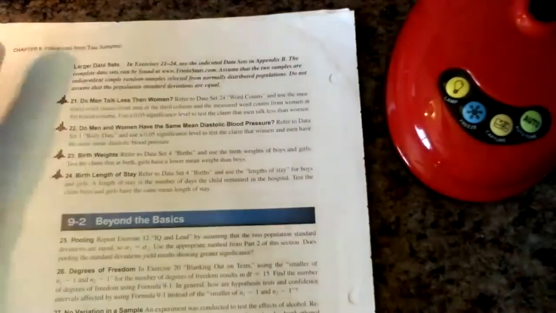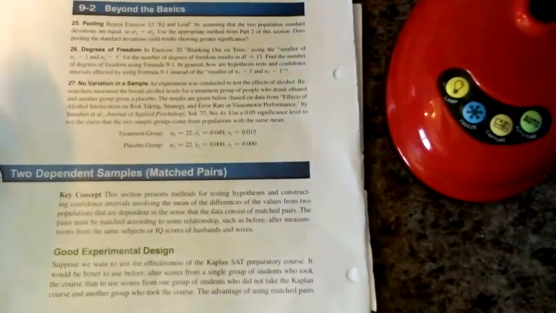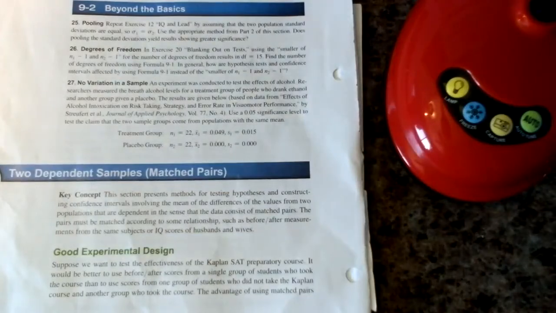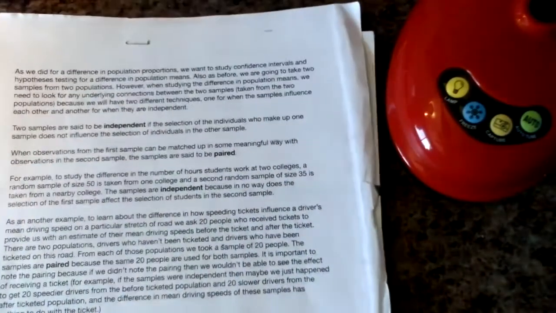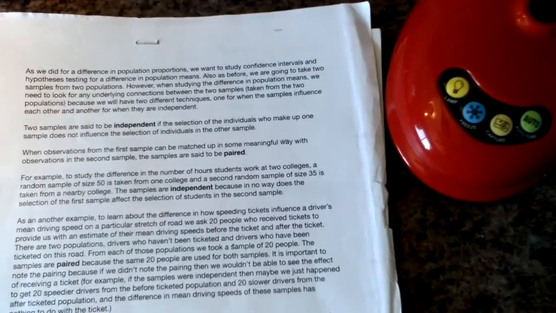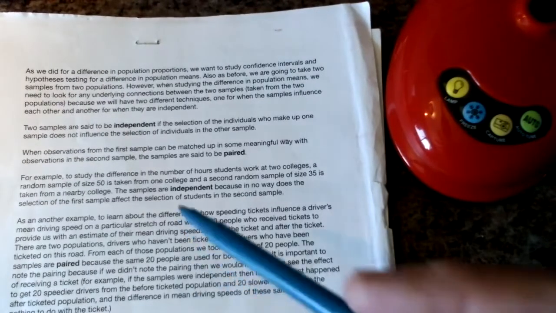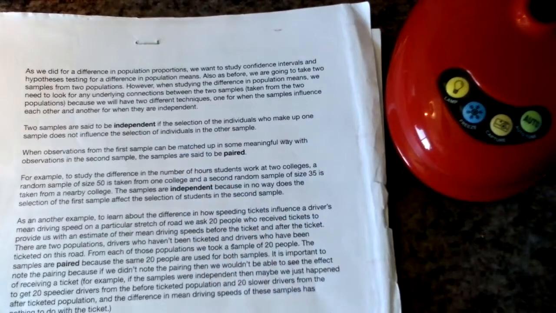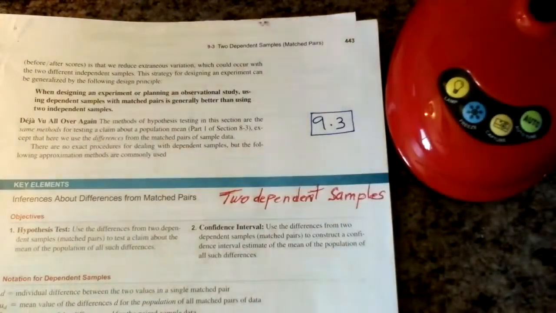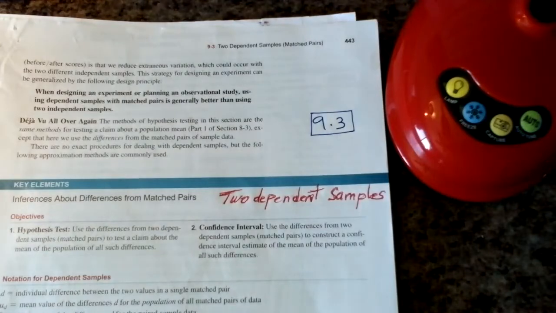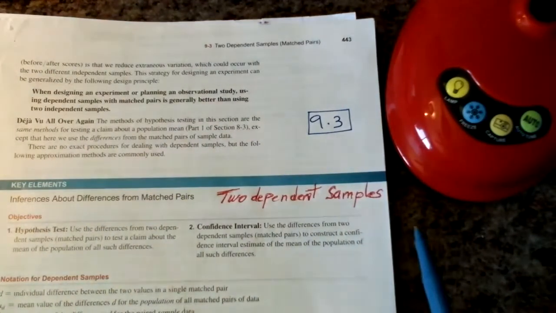Section 9.3, two dependent samples. On the first page, I have a description of two independent versus dependent samples. So you may read this section to understand what the main difference is. But in section 9.3, we mainly discuss two dependent samples.